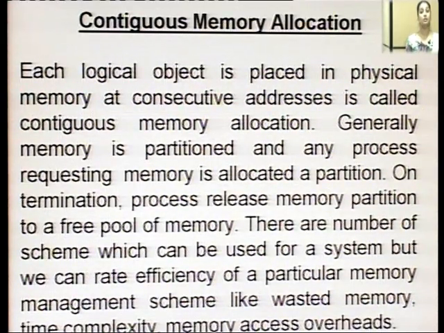Now what is contiguous memory allocation? Each logical object is placed in the physical memory at consecutive addresses, one after another. We place each logical object one after another in a sequence, and this is called contiguous memory allocation. Generally, memory is partitioned, and any process requesting memory is allocated a partition. On termination, the process releases the memory partition to a free pool of memory.